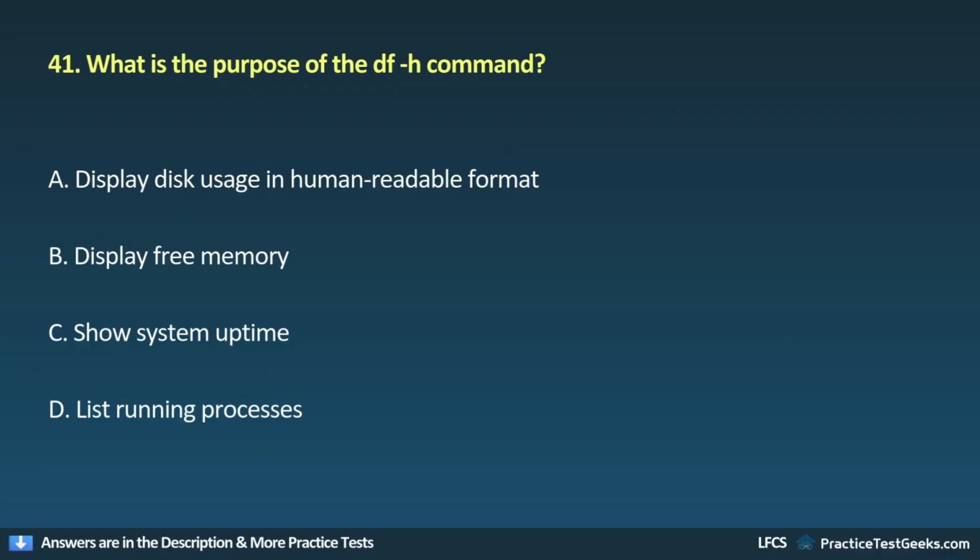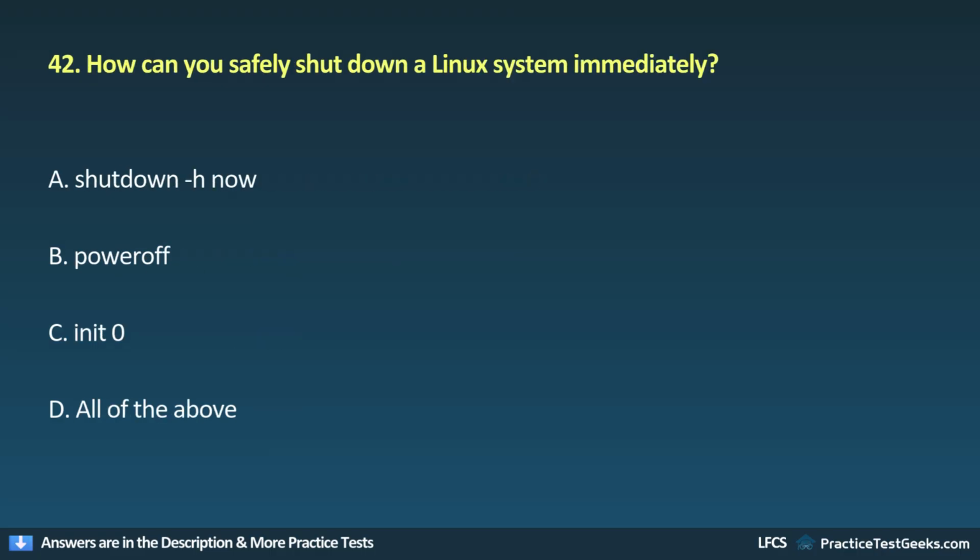B. Display free memory. C. Show system uptime. D. List running processes. 42. How can you safely shut down a Linux system immediately?